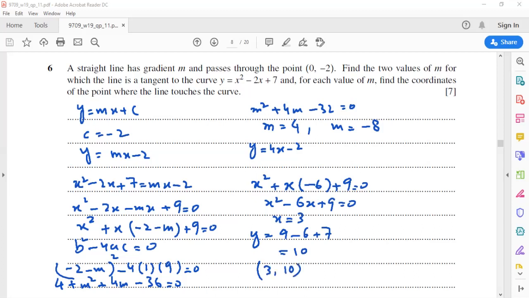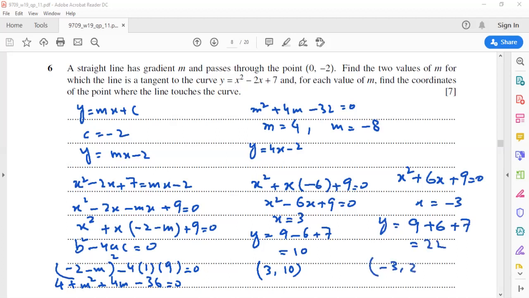Now at m = -8, if you place -8 here, we get x squared + 6x + 9 = 0, which gives us x = -3. By placing -3 in the curve equation, we get y = (-3) squared + 9, then -3 into -2 is +6, and +7, so it's going to be 22. So the second point is (-3, 22). So here is the solution for question number 6. I hope it will be easy for you. Now let's go to the next question.